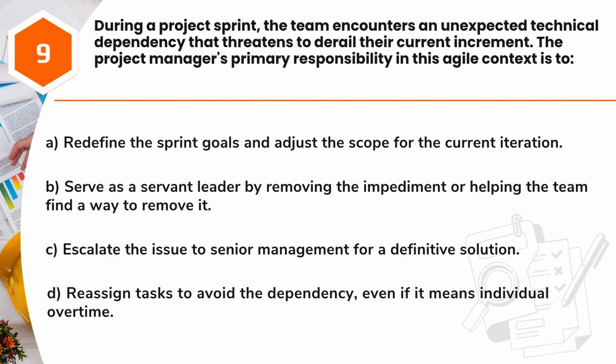Question 9. During a project sprint, the team encounters an unexpected technical dependency that threatens to derail their current increment. The project manager's primary responsibility in this agile context is to A. Redefine the sprint goals and adjust the scope for the current iteration.